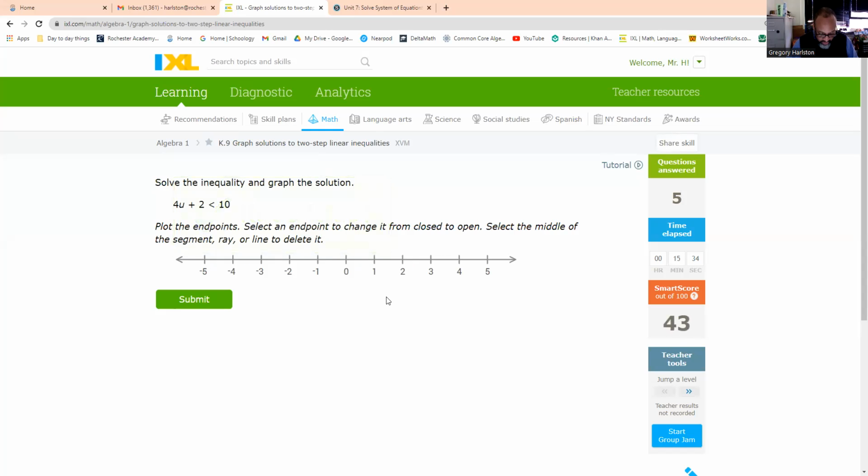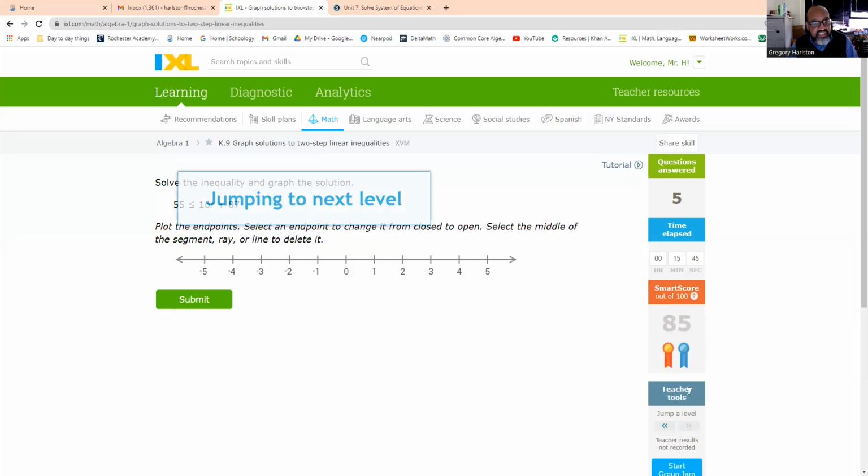All right, I'm going to do one more. But you guys kind of get it. Let me see. I'm going to jump and see if there's any difficult ones. Let's go with this one. So we got 6 is less than or equal to 2r plus 14.